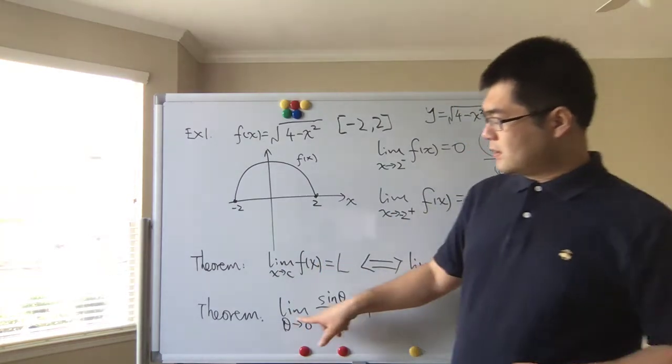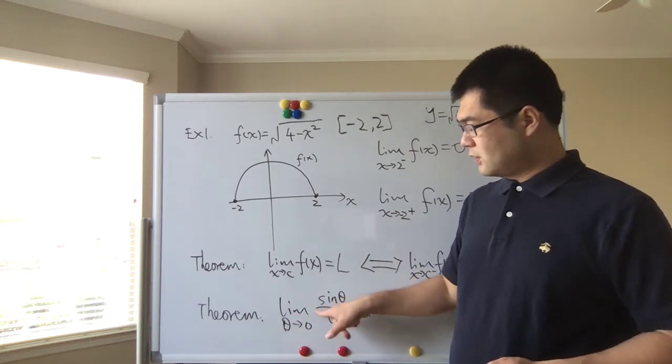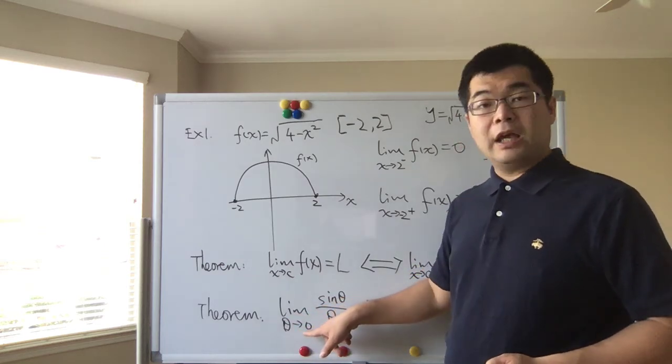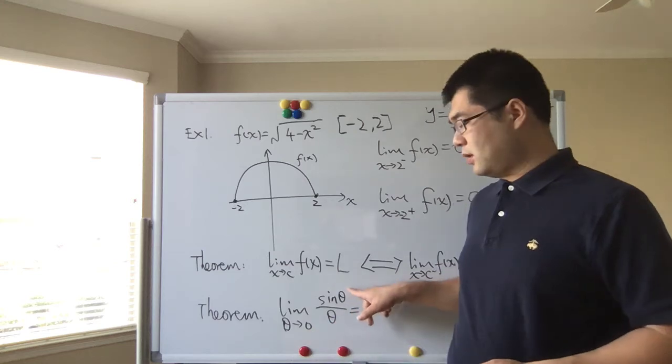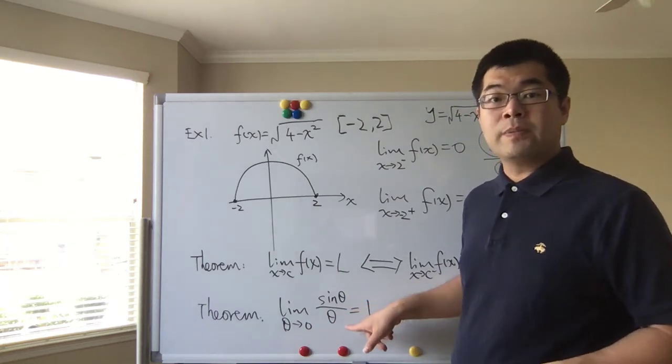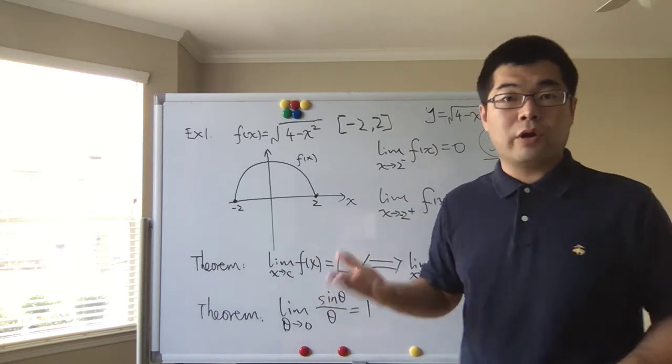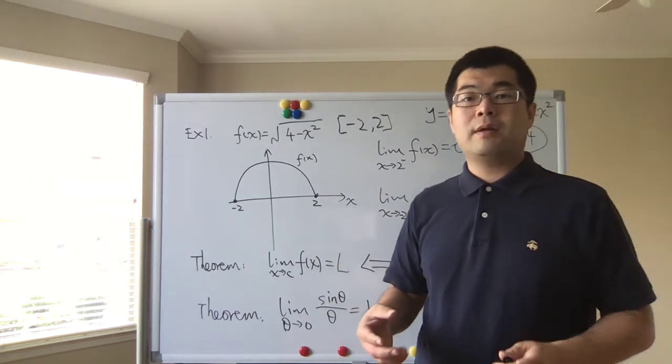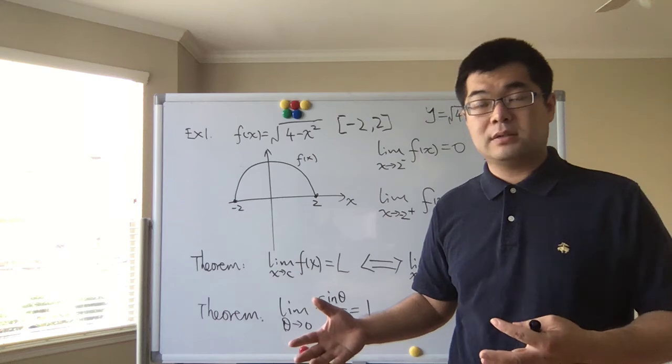You see this limit, as theta approaches 0, sine of theta over theta. If we plug theta equals 0 into the top and bottom, sine 0 is 0 and theta is 0, so you're going to have a 0 over 0 form. This is what we call an indeterminate form.